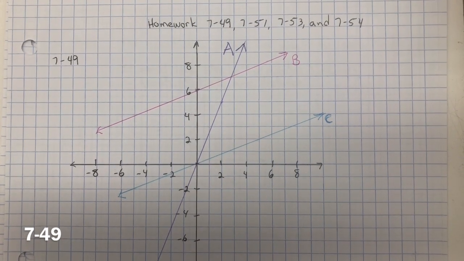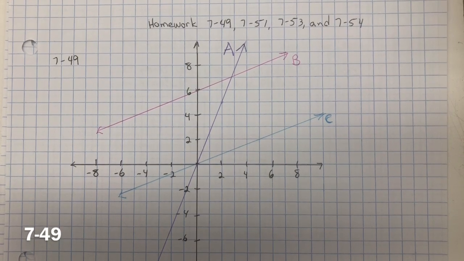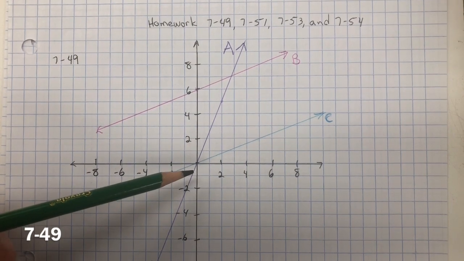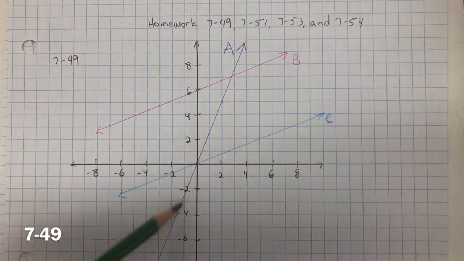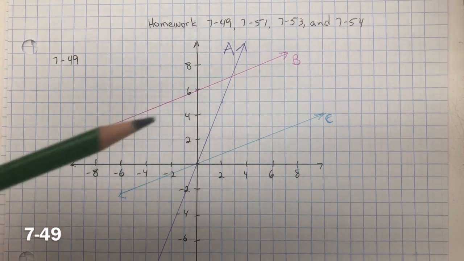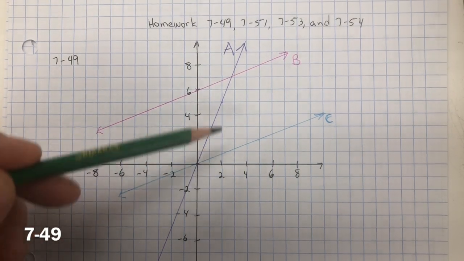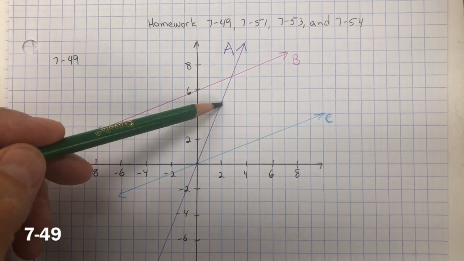In B, what is the y value of line A when x equals 2? So if we look at line A, the purple line, and if x equals 2, y would equal 5.